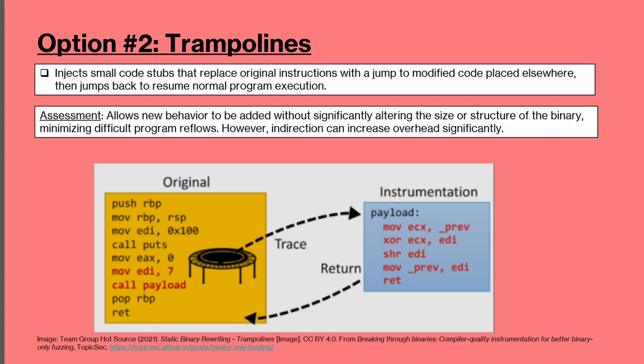This design allows new behavior to be inserted without completely rewriting or moving the original function. The main idea involved with trampolines is that you're replacing a section of the original code to make space for this jump to new code. So you're not modifying the program size or the offsets in a way that would break it. However, depending on how they are implemented, it can significantly increase code size and overhead due to the indirection involved.